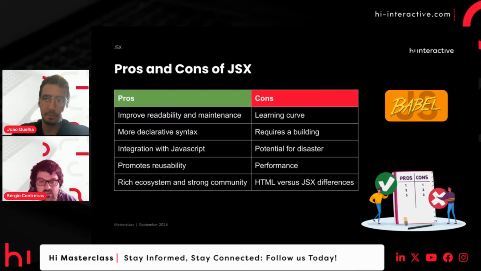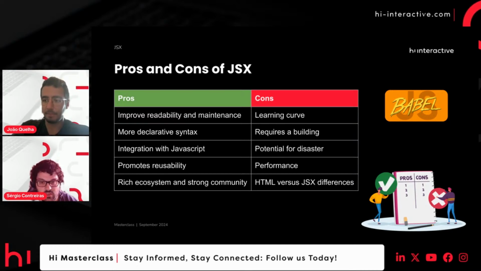JSX, as I said earlier, requires a compiler to transform the JSX into normal JavaScript. Mainly we use Babel. Babel is a toolchain that is mainly used to convert ECMAScript 2015 plus into code with backwards compatibility with JavaScript.